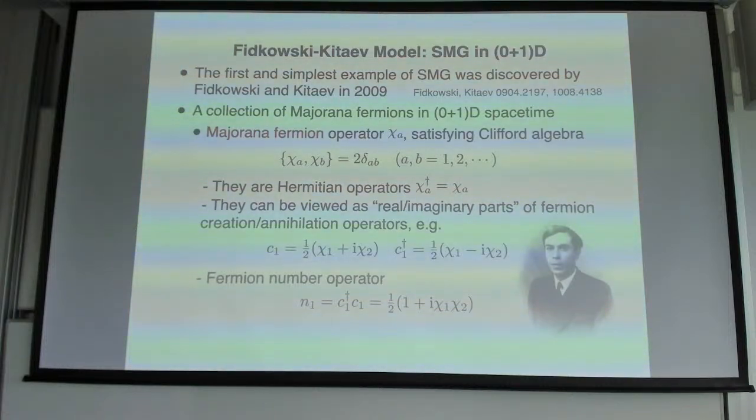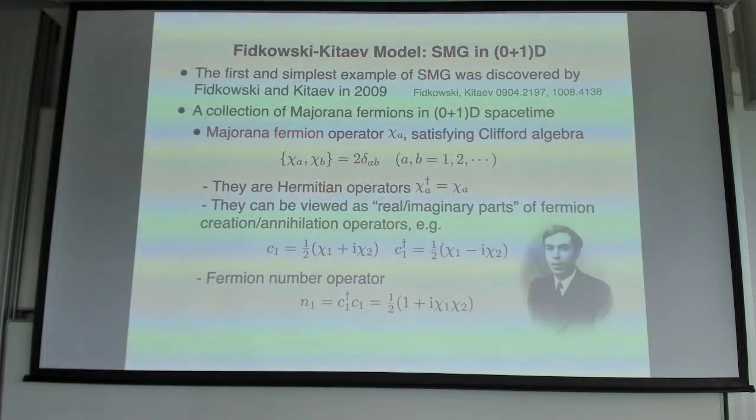It basically describes a collection of Majorana fermions in 0+1D. Just think of a single site. These Majorana fermions are described by the Majorana fermion operators chi subscript A. These operators satisfy the Clifford algebra. That's the definition for these operators. And they are Hermitian operators, they are their own Hermitian conjugates.